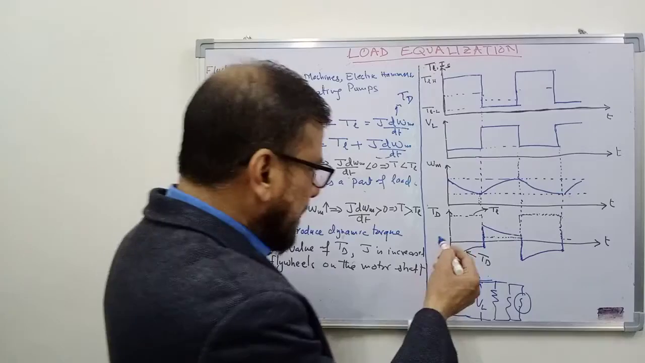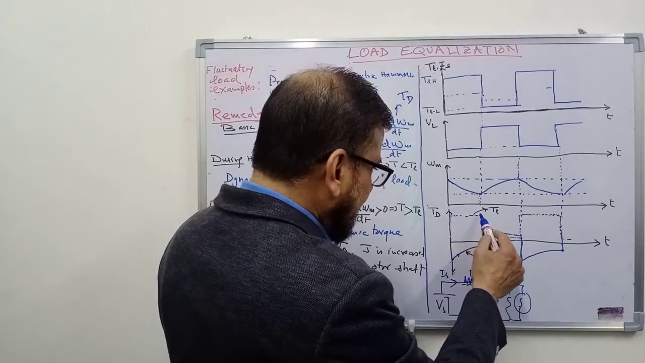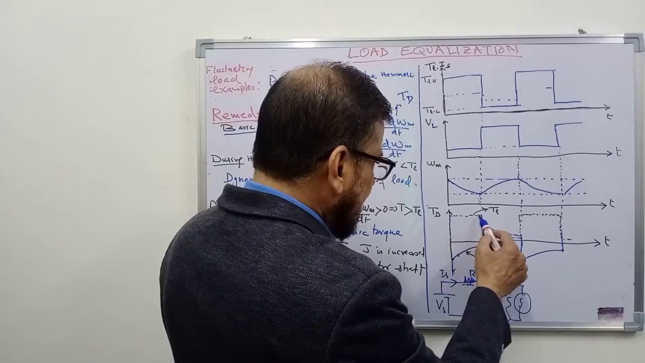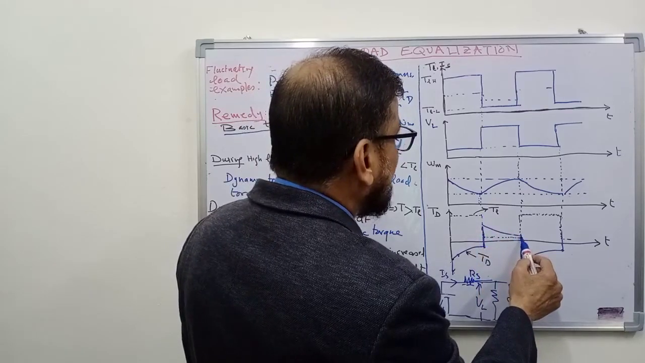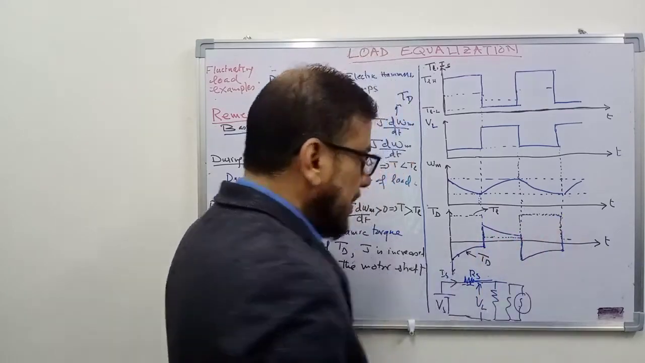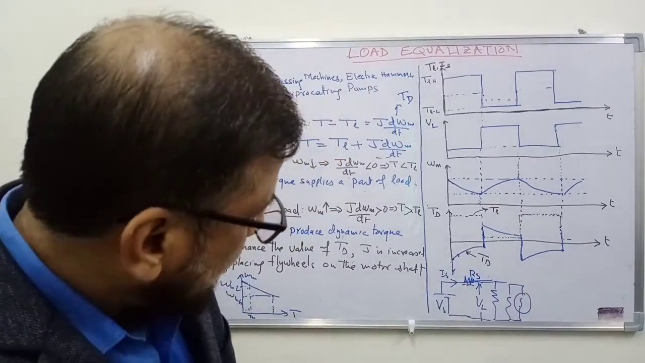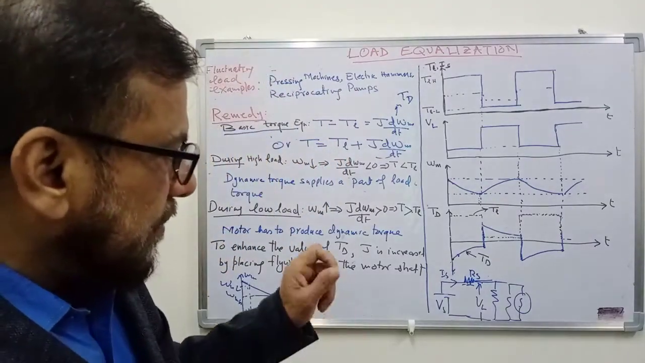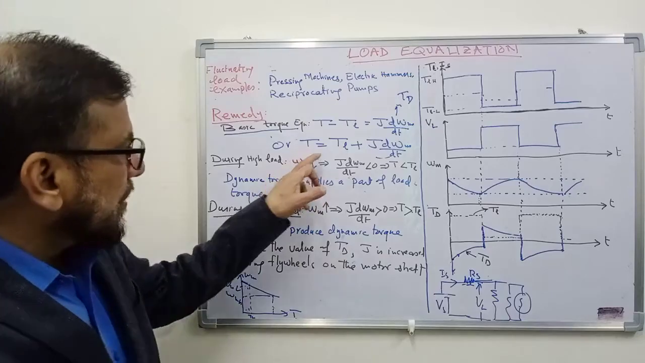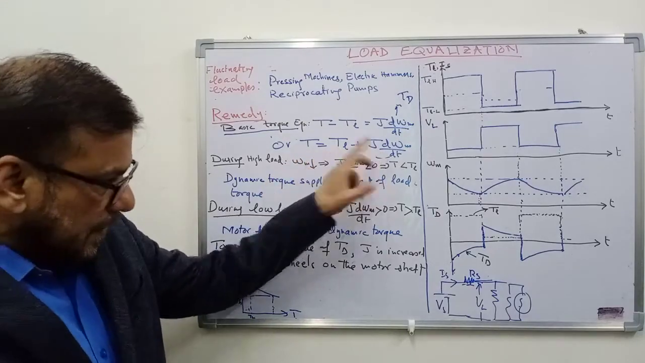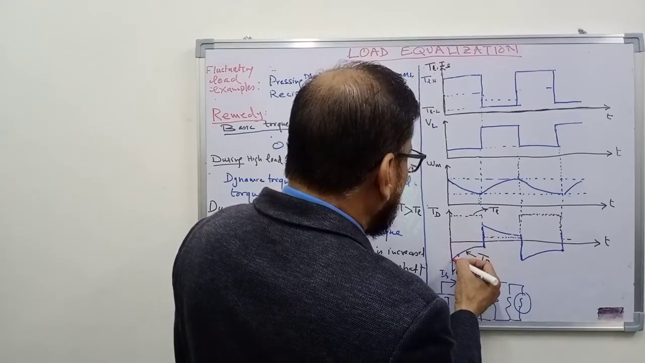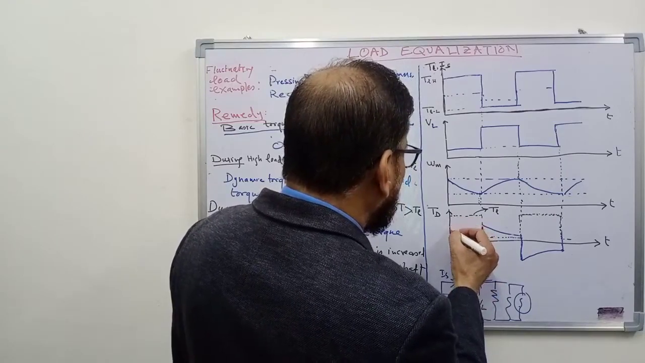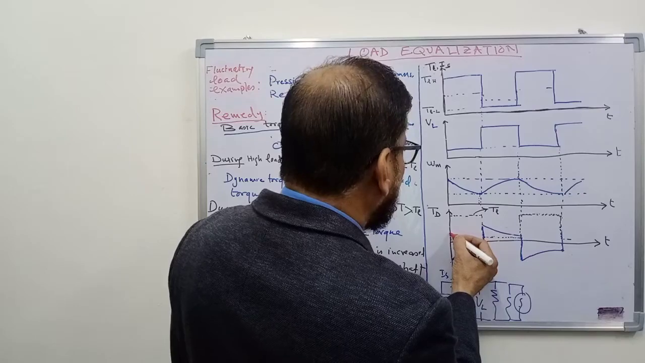Now let us see what happens to the load torque. Load torque is like this, TL, which is high during the load period and low during the no load period. So it is the case. Let us see what is the total torque that the motor has to produce. The total torque is TL plus TD. So the motor torque, you can say, is the load torque minus this TD. So you will get its value like this.